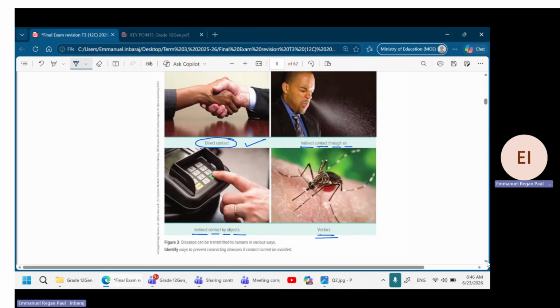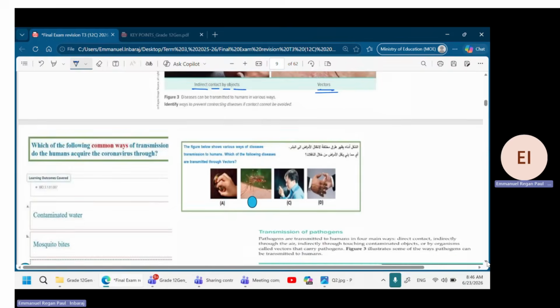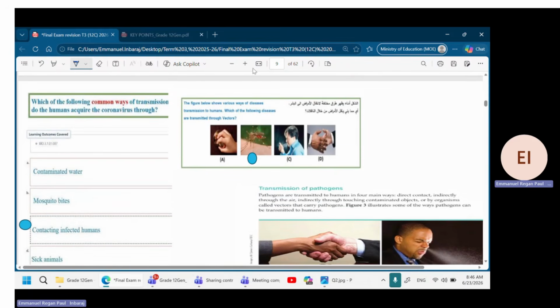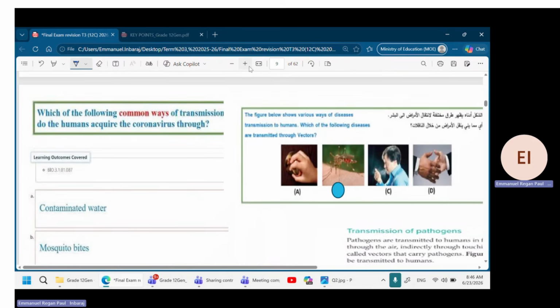Okay, now let's look at some of the questions. See, it's good. It's an easy question. In the figure below, the figure shows various ways of disease transmission by humans. Which of the following diseases are transmitted by vectors? So we know that vector means it's mosquito. So this is the answer.